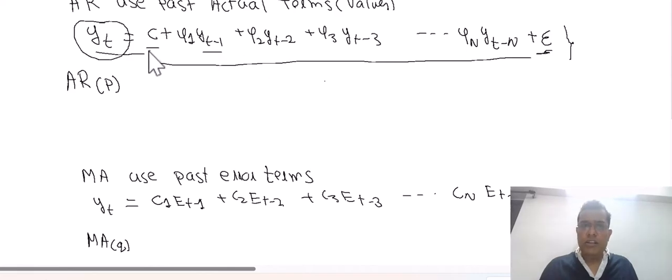In our next video, we will see how to find the values of phi1, phi2, how those values are found, and then how many variables are to be used in the equation.